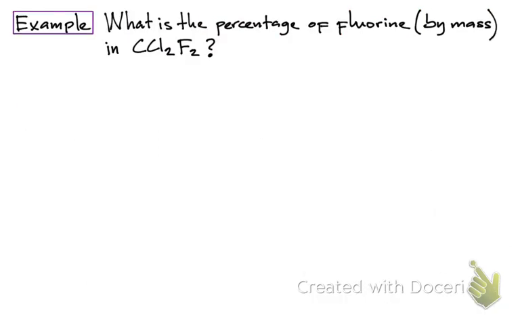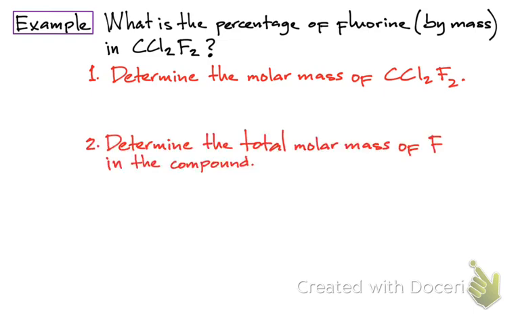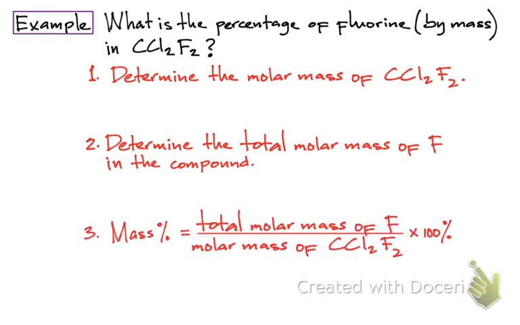All right, let's take a look at another example here. What is the percentage of fluorine by mass in dichlorofluorocarbon, CCl2F2? So here's the step-by-step process. Again, the first thing you want to do is determine the total molar mass of the compound, and then determine the total molar mass of the element fluorine in this compound. And then once you find those two numbers, you divide them and multiply by 100%.